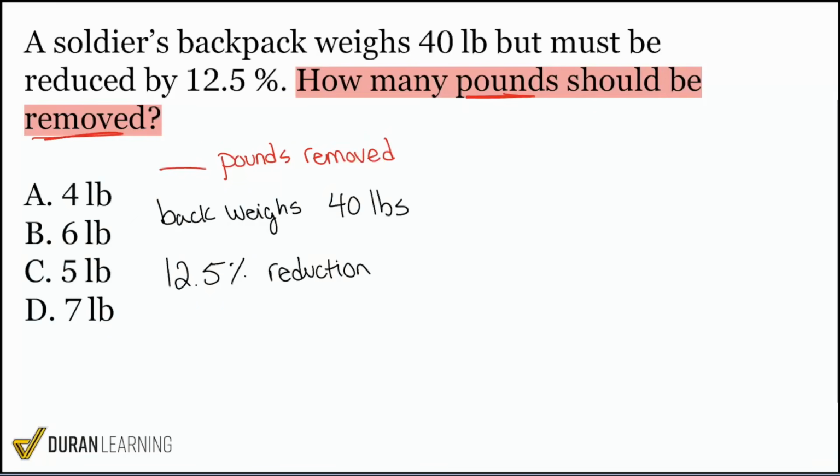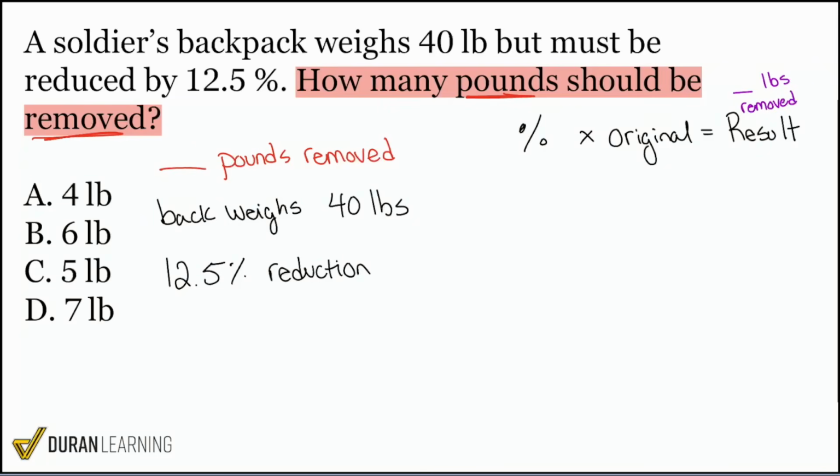All right. Now let's go ahead and think about the formula here. Let's think about that formula. The percent times the original amount equals the result. Let's get a little deeper here. We want to find what? The number of pounds that we are removing. So let's go ahead and write that down right here. I want the blank pounds removed.